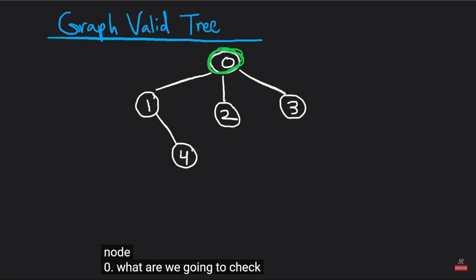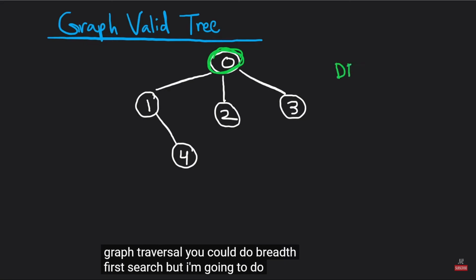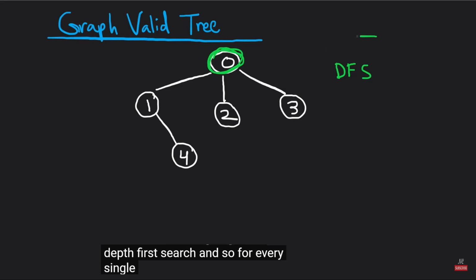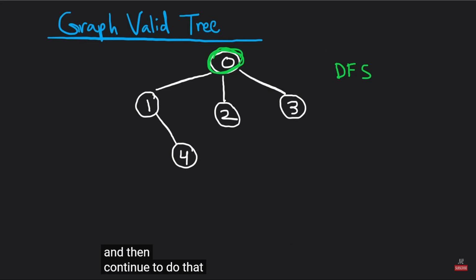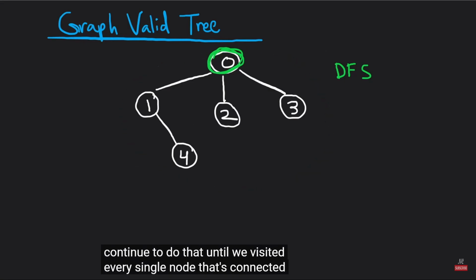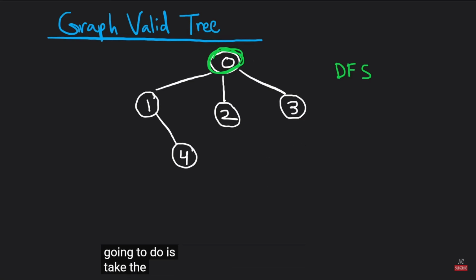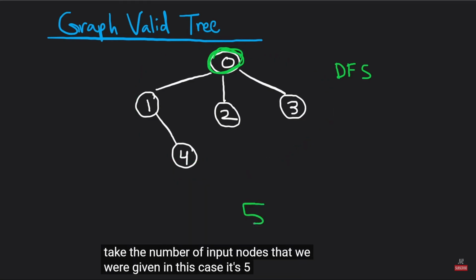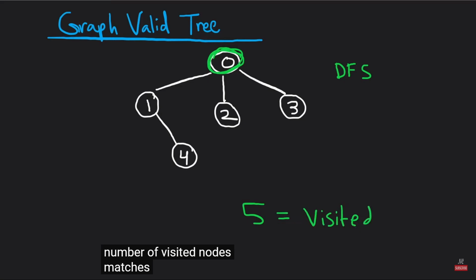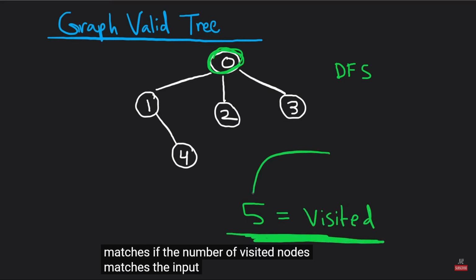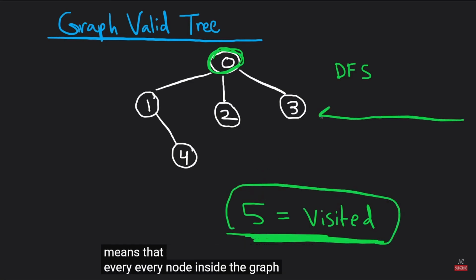What are we going to check? Basically, we're going to do a standard graph traversal. You could do breadth first search, but I'm going to do depth first search. And so for every single node, we're basically going to visit its neighbors recursively and then continue to do that until we've visited every single node that's connected to the 0 node. At the end, what we're going to do is take the number of input nodes that we were given, in this case it's 5, and then we're going to check if the number of visited nodes matches. If the number of visited nodes matches the input value for nodes, that means that every node inside the graph is connected, right?